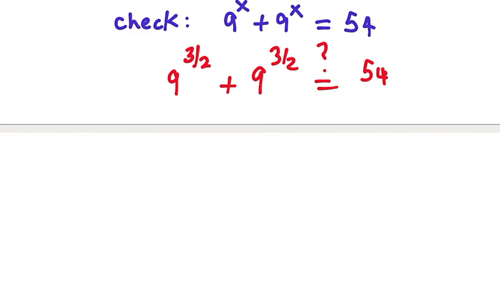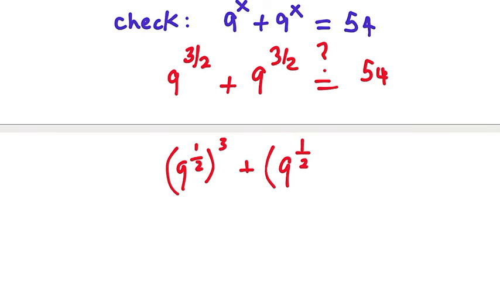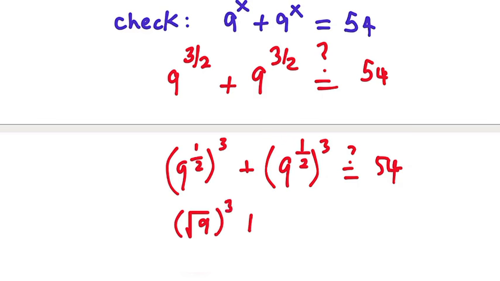Okay. So we're going to have 9 to the power of 1 over 2, then to the power of 3, plus 9 to the power of 1 over 2, then to the power of 3. Will this give us 54? All right. So we can have this to be square root of 9 to the power of 3, plus square root of 9 to the power of 3. Would this give us 54?